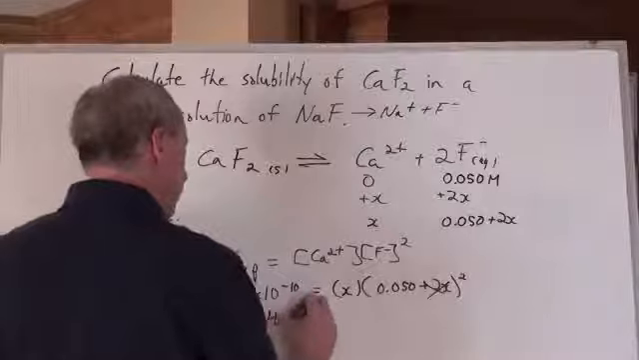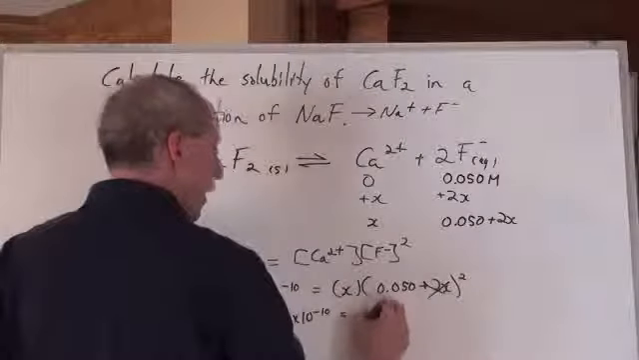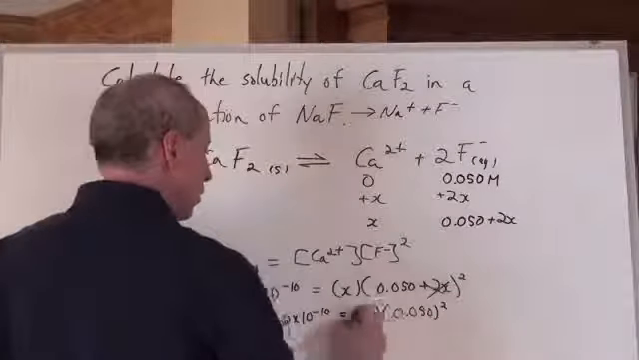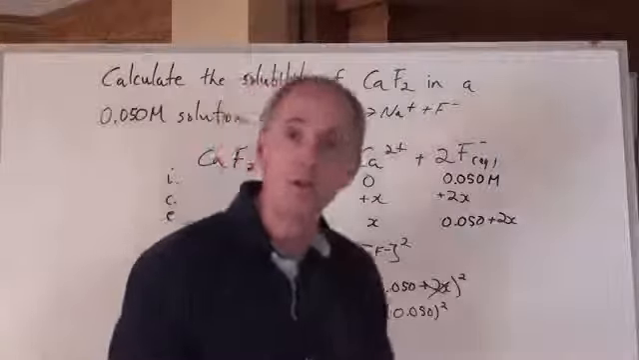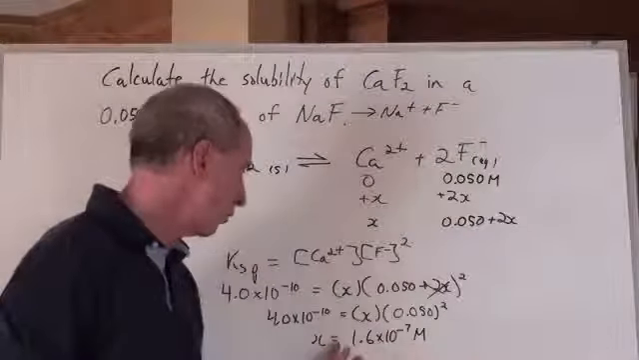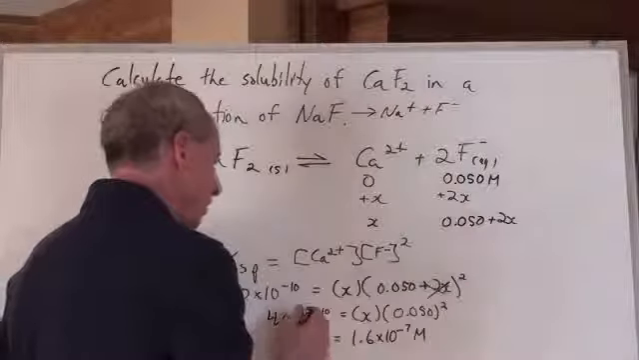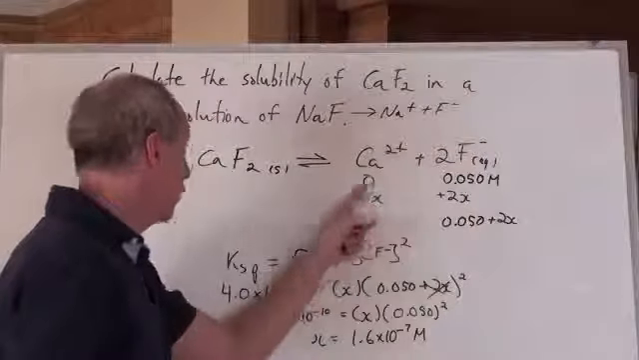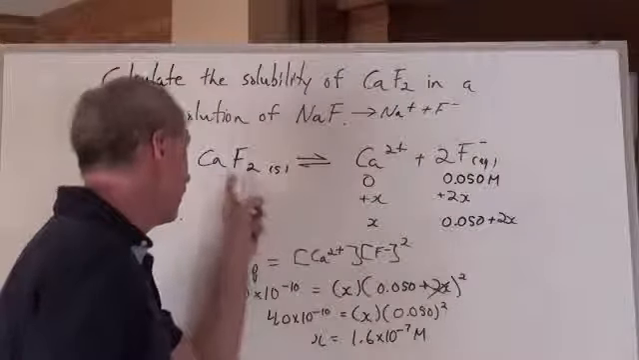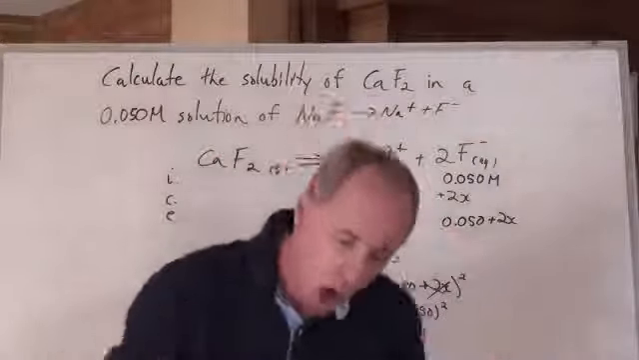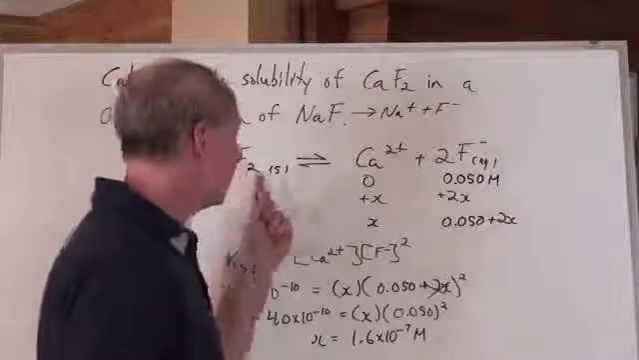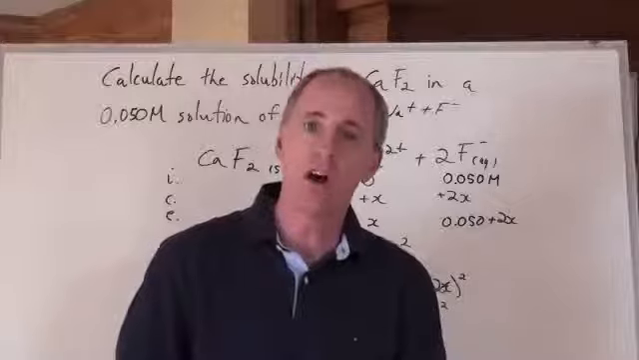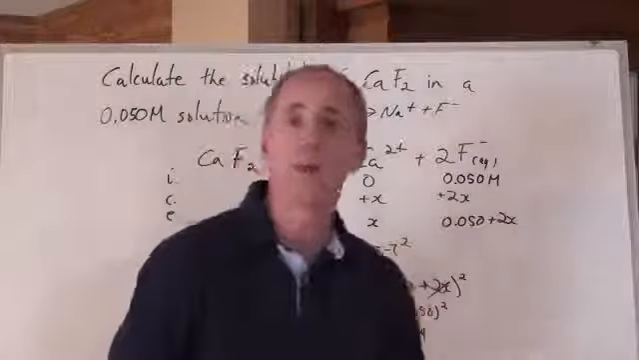So really, it's 4.0 times 10 to the negative 10 equals X times 0.050 squared. And now when you do all this math, you get X equal to 1.6 times 10 to the negative 7 moles per liter when you solve for X by squaring that and dividing it into that number. Hey, what does that mean? That is X, and X is the concentration of that calcium fluoride in solution at the point where it no longer dissolves, called the molar solubility. That's how you do it with a common ion in solution.